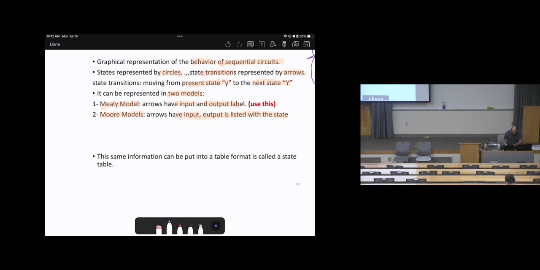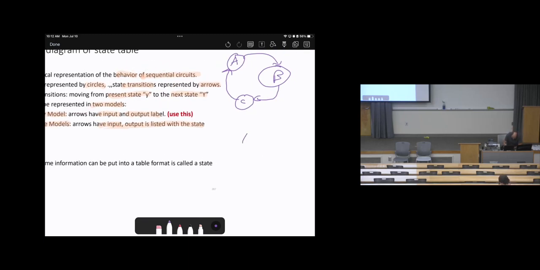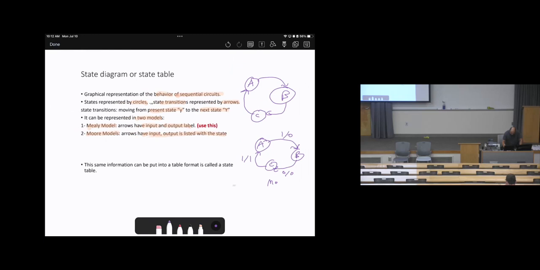Let's assume, for example, I have state A, here is B, here is C. For this one, for example, I'm going to assume this is input 1, output 0. Here is input 0, output 0. Here is, for example, input 1, output 1. That's in Moore's model. I'm sorry, it's Mealy's model.